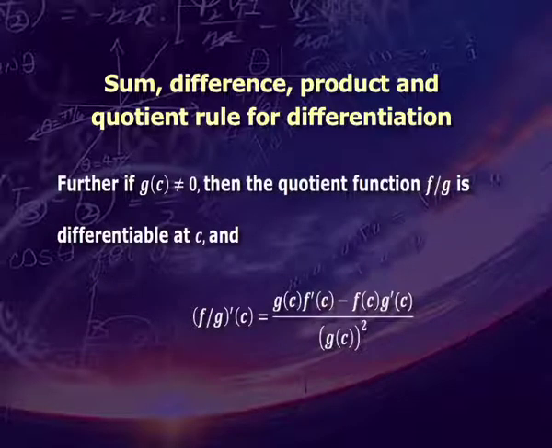Further, if g(c) is not equal to 0, then the quotient function f over g is differentiable at c and (f/g)'(c) is equal to g(c) into f'(c) minus f(c) into g'(c), divided by g(c) whole square.